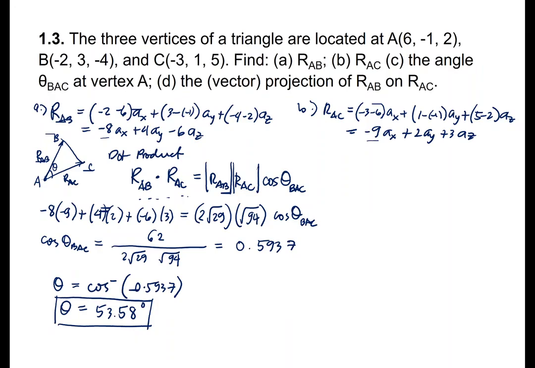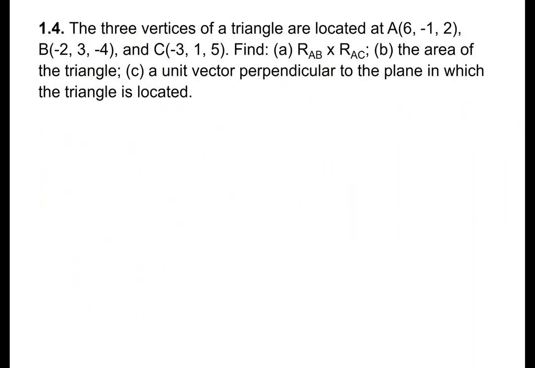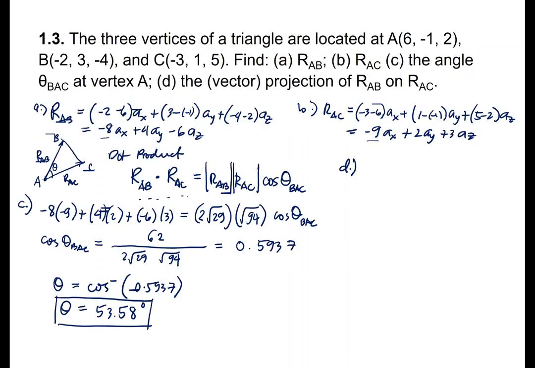Now this is problem C. Now how about problem D? So this will be our last. How about problem D? So the vector projection of RAB on RAC. How do you solve it? For problem D, the idea is the vector projection of RAB.